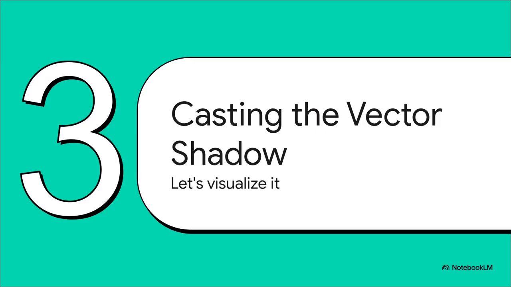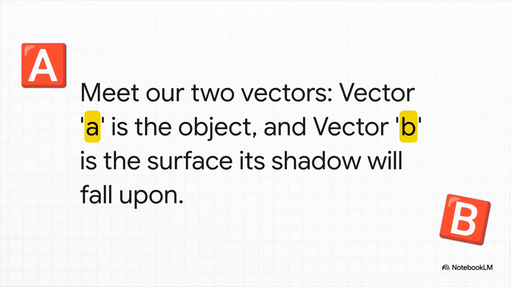Okay, time for the main event. Let's get our actors, our vectors, on stage, switch on the spotlight, and actually watch this shadow pop into existence. So here they are. We've got vector A. You can think of that as our object. It's the thing that's going to cast the shadow. And we've got vector B, which is going to act like the ground or the surface the shadow lands on.